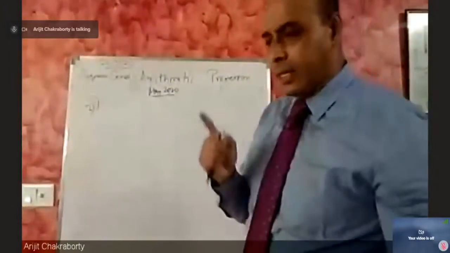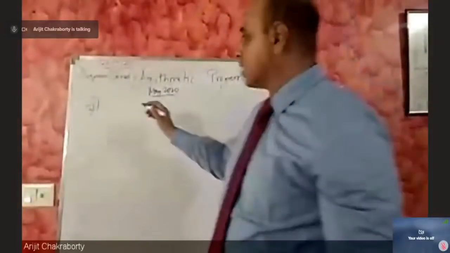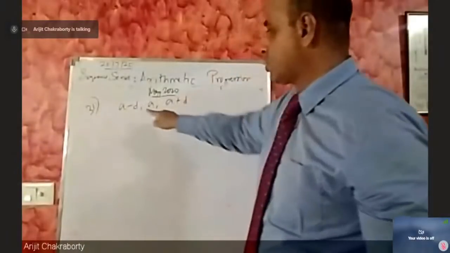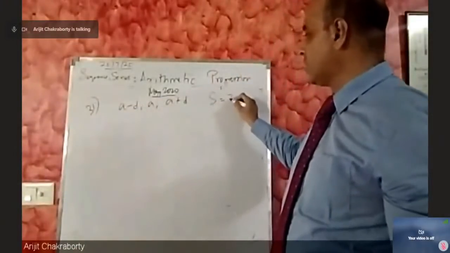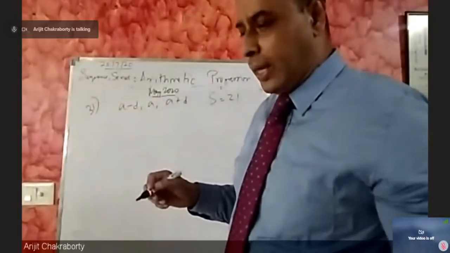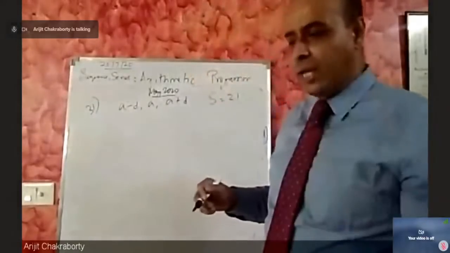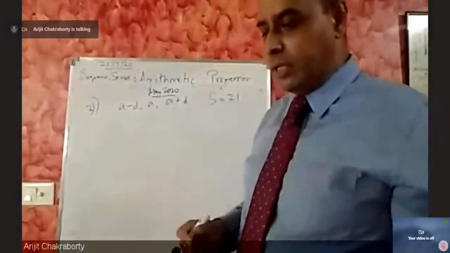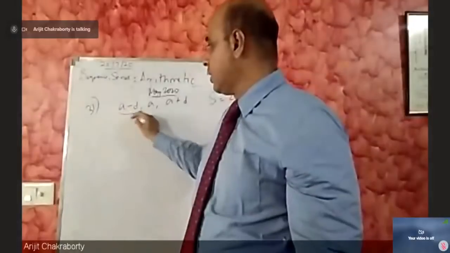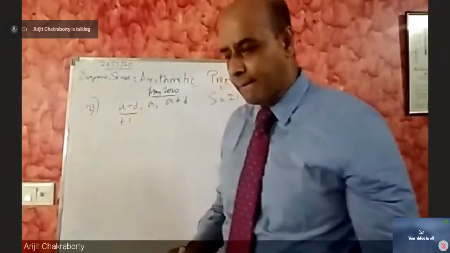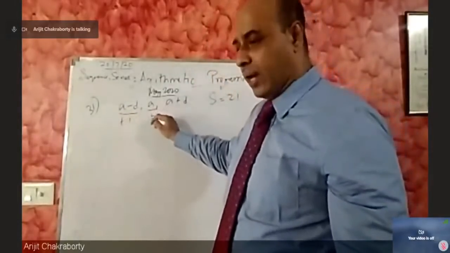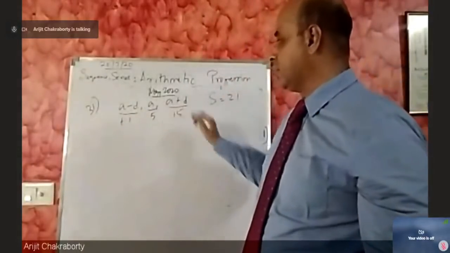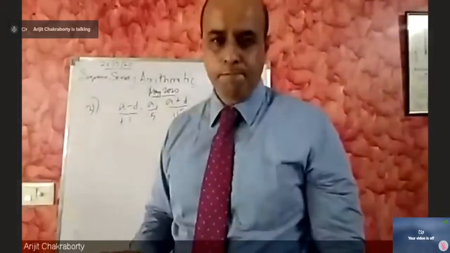Three numbers are in AP and their sum is 21. So we have three numbers, say A minus D, A and A plus D. So their sum is equal to 21, and if 1, 5 and 15 are added to them respectively, then the numbers will form a GP. So if you add 1 to A minus D, add 5 to A, and add 15 to A plus D, then the numbers will be in GP.